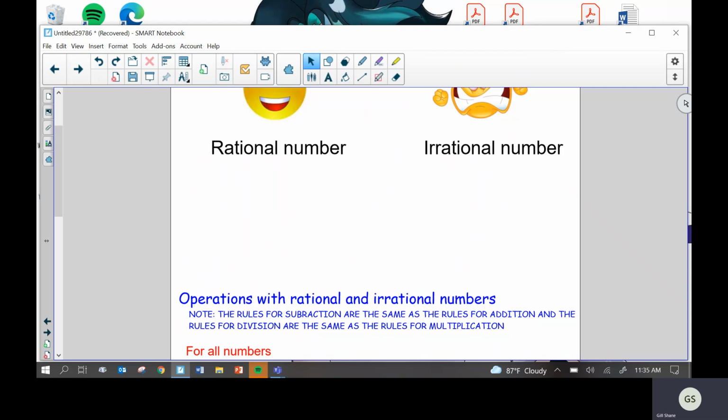Rational numbers are numbers you're pretty familiar with. You've seen rational numbers since you were in elementary school. Negative numbers are rational numbers. 0 is a rational number. Normal positive integers are rational numbers. Mixed numbers, like mixed fractions, are rational numbers. You've seen those since elementary school.